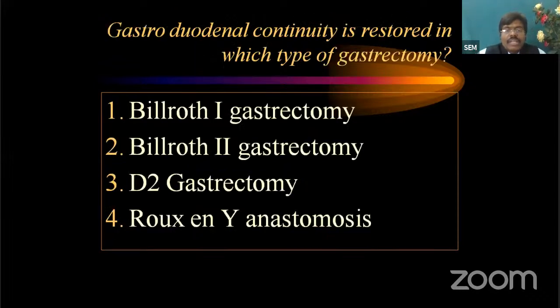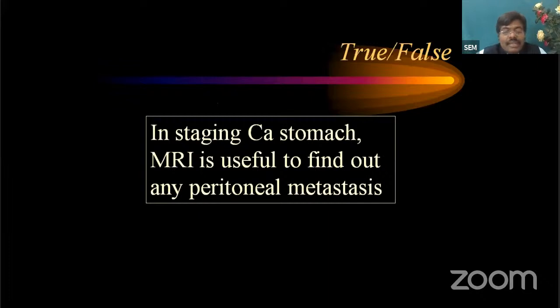Okay. Next, gastroduodenal continuity. In other words, the anatomy is back to normal after which type of gastrectomy? I have given you four types: Billroth 1, Billroth 2, D2 gastrectomy, Roux-en-Y anastomosis. In which one is gastroduodenal continuity restored? Of course, this is a very simple question. This is Billroth 1.